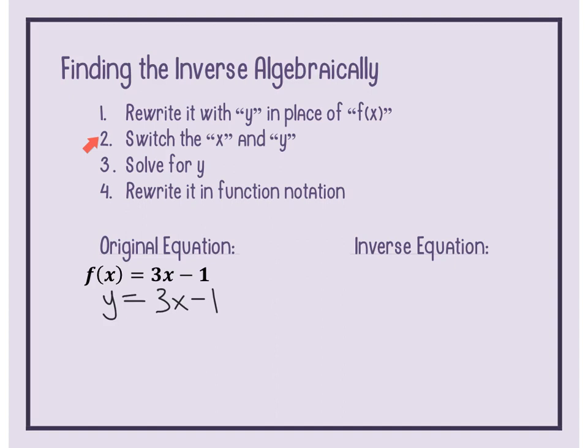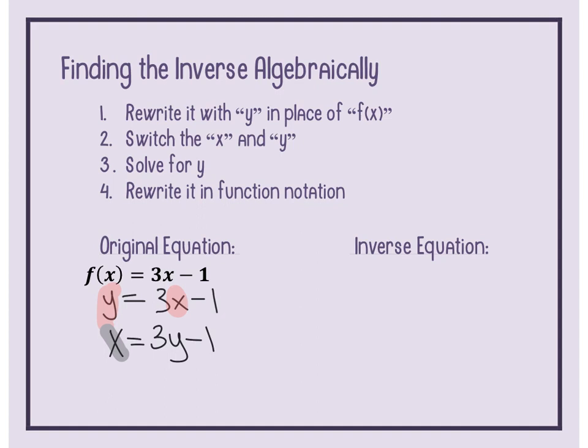Here's the key. Remember on the table how the x's and y's were switched? Well, part of that's because we're going to literally switch the x and y's. So we're going to take this value and this value, and we're just going to switch them. So now this becomes x equals 3y minus 1.